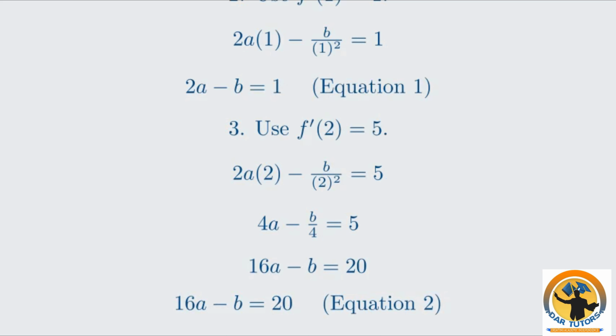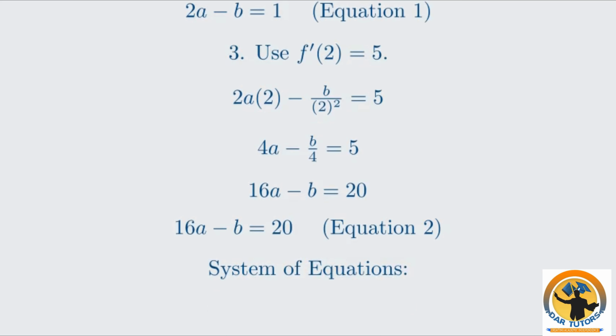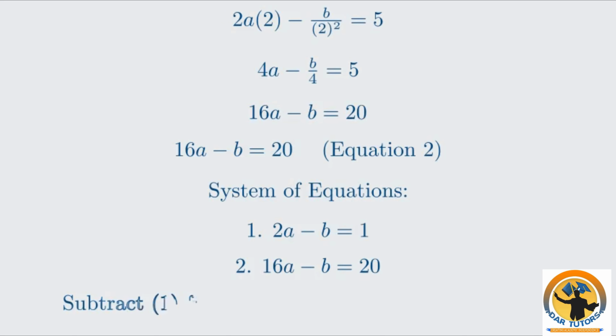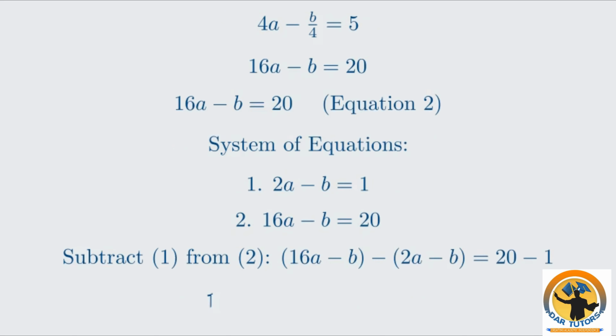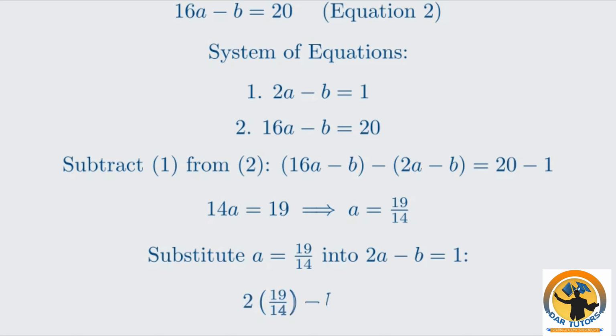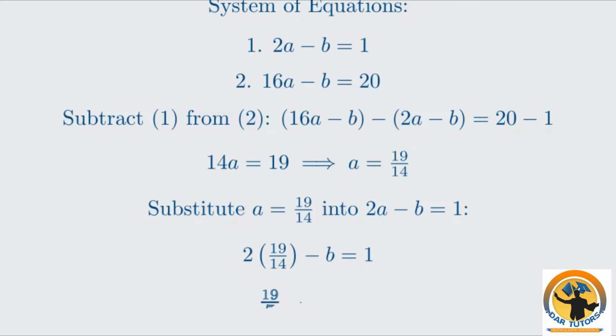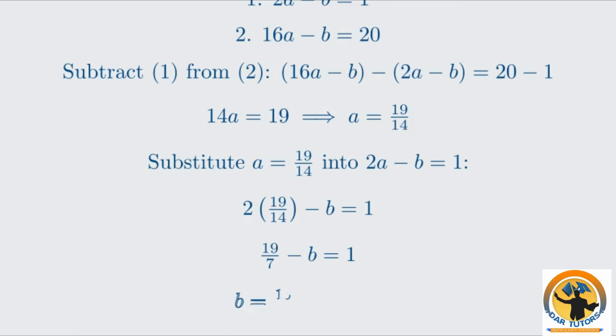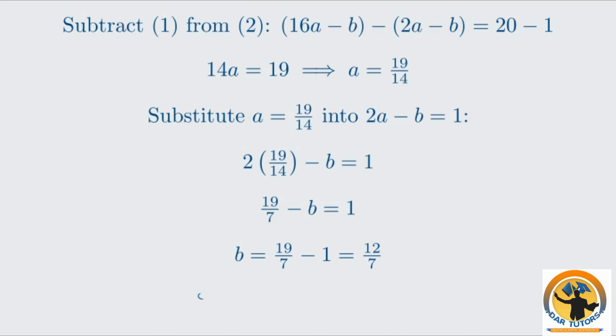We now have a system of 2 linear equations with 2 variables. We can solve this using elimination. Subtracting equation 1 from equation 2, the b terms cancel out. We get 14a equals 19, so a equals 19 over 14. Now, substitute this value of a back into equation 1. 2 times 19 over 14 minus b equals 1. This simplifies to 19 over 7 minus b equals 1. Solving for b, we find that b equals 12 over 7. So, the constants are a equals 19 over 14 and b equals 12 over 7. This problem demonstrates how differentiation can be used in conjunction with algebra to solve for unknown parameters.